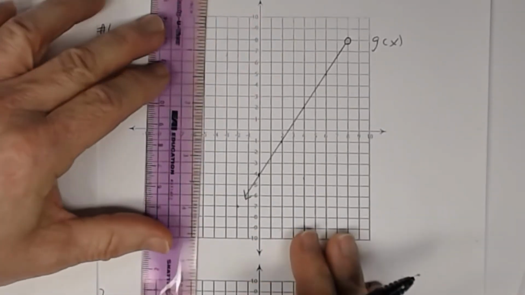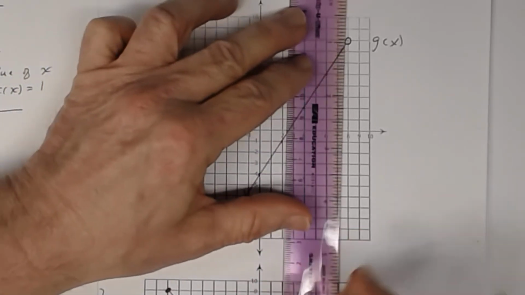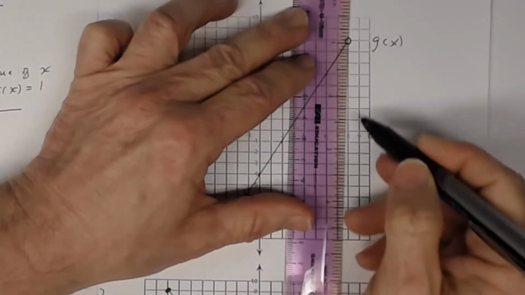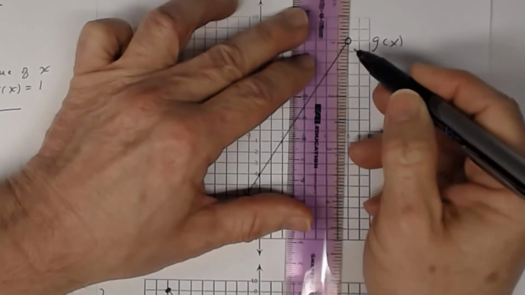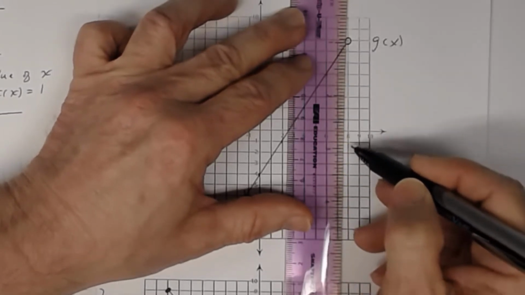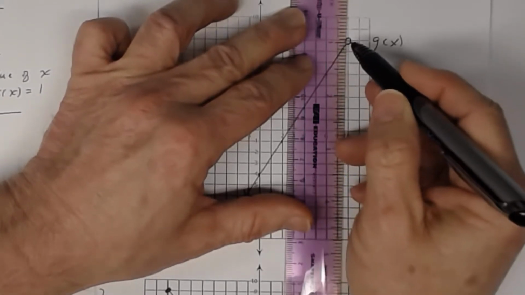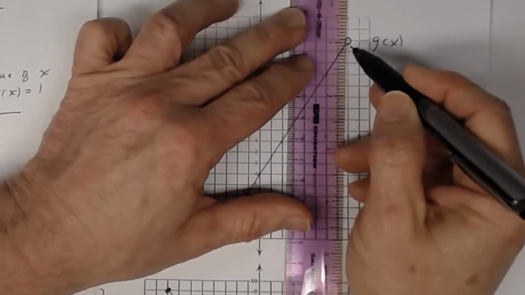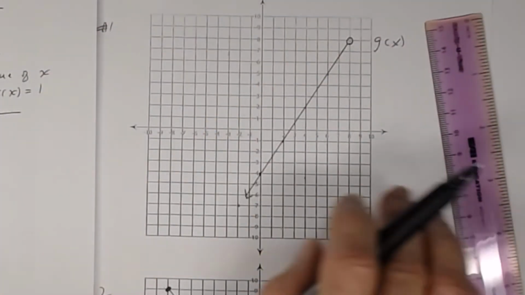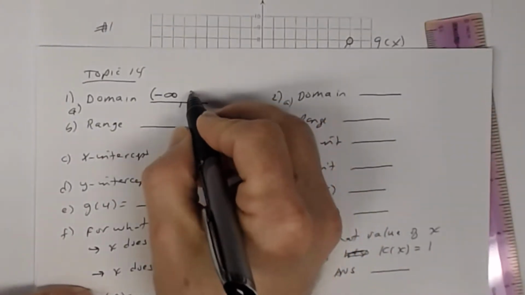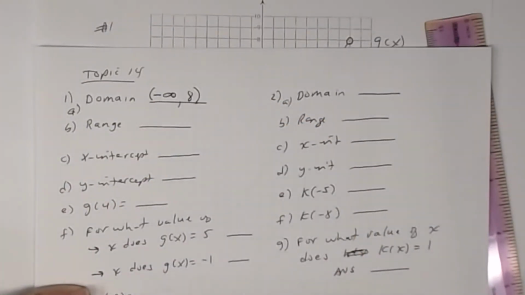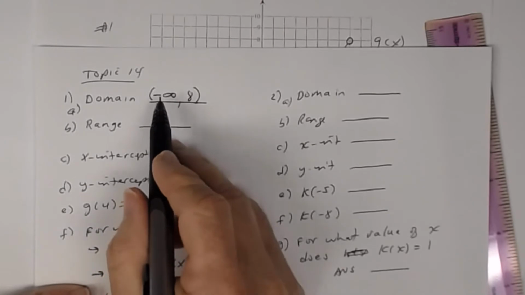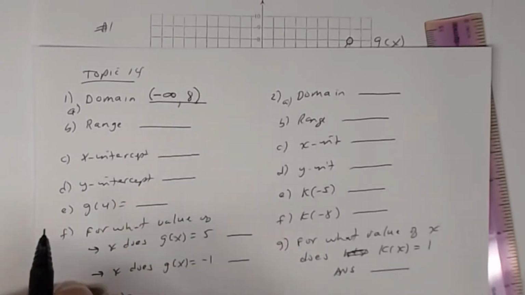So you're going from negative infinity all the way to this x value. Remember, the domain is the set of x coordinates. Well, that x value here is negative 8. Since that's an open circle, that's not part of the graph, that's not part of my domain, I have to use parentheses. So my domain is going from negative infinity to negative 8.